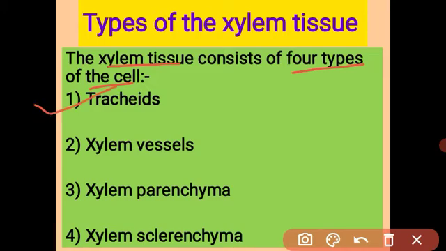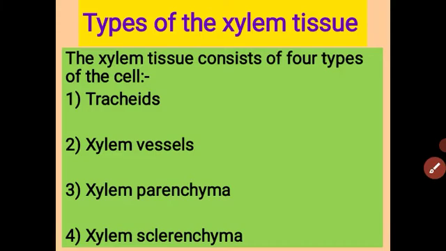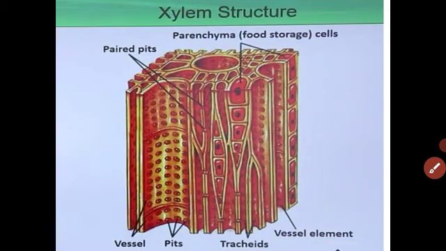Tracheids. Tracheids are dead cells, and tracheids have a tapering end. Tapering end means the end is pointed, like that. This is called a tapering end. Tracheids have small pores, and they are dead cells. They also give mechanical support to the plant. See, I will show where the tracheids are present.